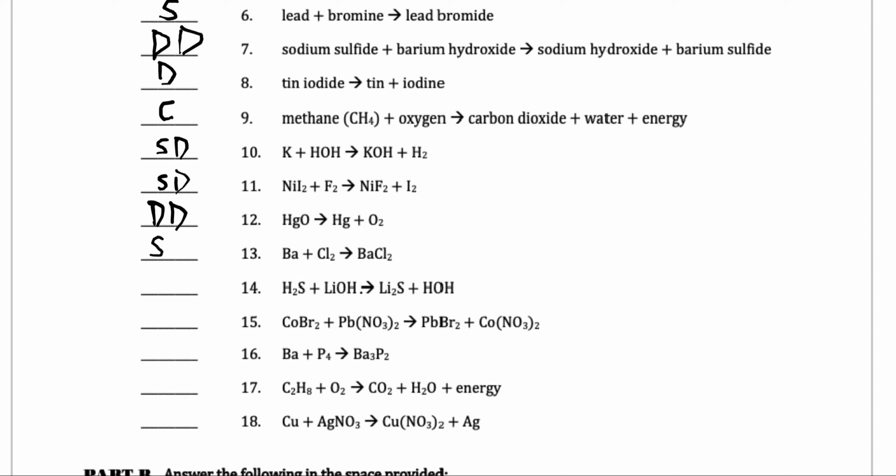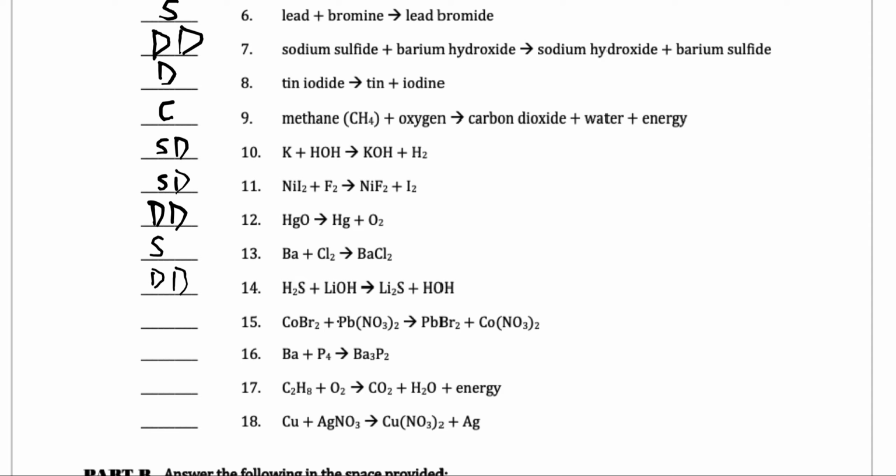H2S plus LiOH results in Li2S plus HOH. As you can see, it's a very clear example of double displacement, as the Li and the H now substitute, or they switch each other. So Li goes over here, creating Li2S, and then H comes over here, creating an HOH. All right, so double displacement.